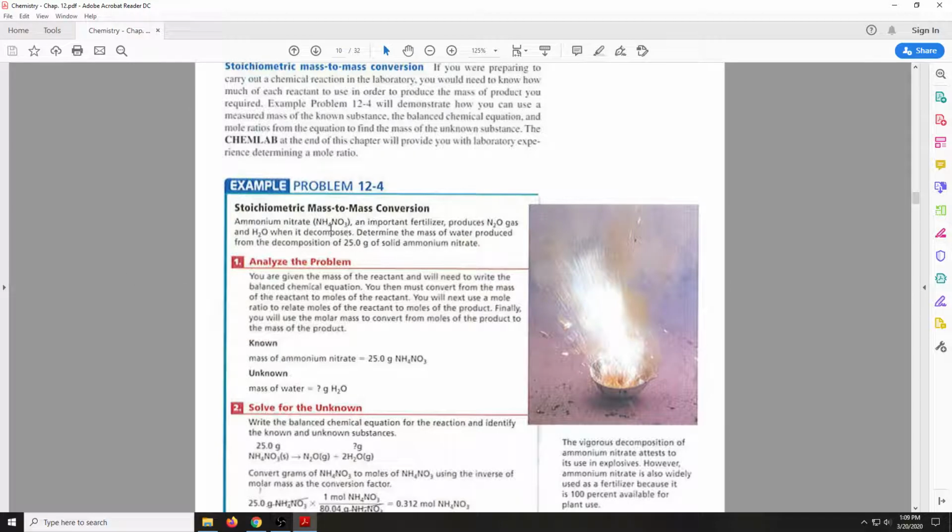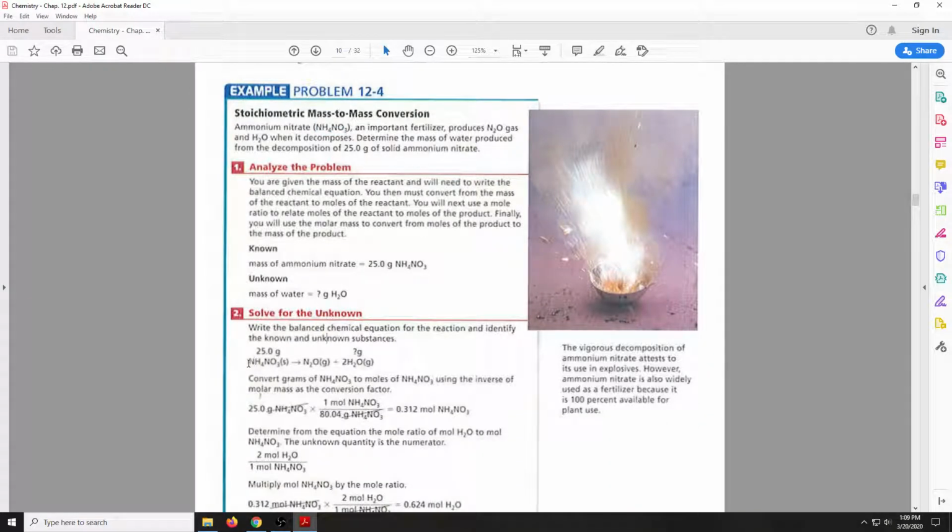Well, decomposing, you know that means that this thing is breaking up into 2 separate things. It's breaking up into N2O and H2O. So when we write it down, we know we're going to have NH4NO3 on one side, and then the N2O and the H2O on the other. Next, all we need to do is balance it.